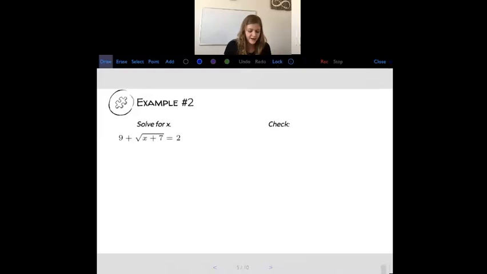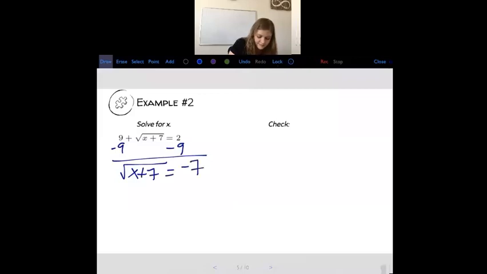Example 2, solve for x. So we have 9 plus the square root of x plus 7 equals 2. So we start by isolating the radical or getting it on a side by itself. And here we have the square root of x plus 7 equals -7. Now at this step, you may notice that there would be no solution. You can't take the square root of a number and get a negative. The square root of 49 is just 7.